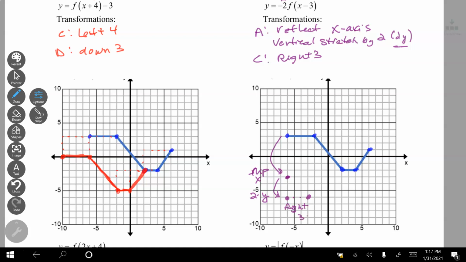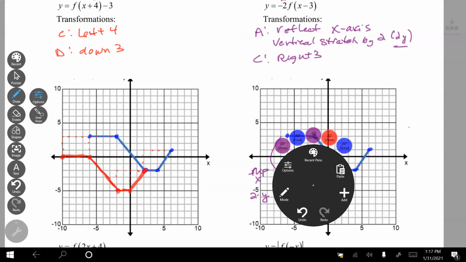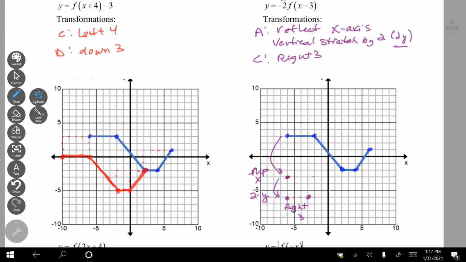That was my right 3. Same thing on this dot. Flip it over the x. Double the y. 1, 2, 3. Here's my new dot. So this point here that's below the x-axis, I flip over the x, is going to be up here at 2. Double the y is at 4. 1, 2, 3. I'm here now. I'll make these dots big.